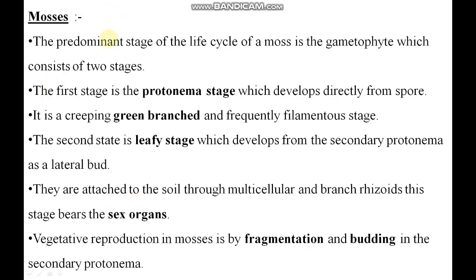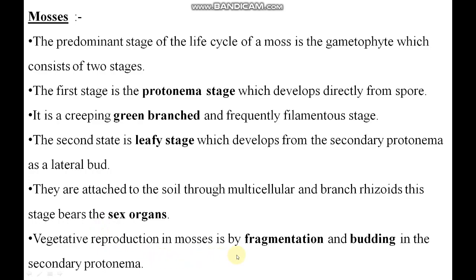Now we come to the mosses. We were studying the liverworts. In mosses, the predominant stage of the life cycle is the gametophyte, which consists of two stages. One is the protonema stage and the second is the leafy stage, right? What is the protonema stage? It is a creeping, green, branched and frequently filamentous stage, while the leafy stage develops from the secondary protonema as a lateral bud. They are attached to the soil through multicellular and branched rhizoids. This stage bears the sex organs.